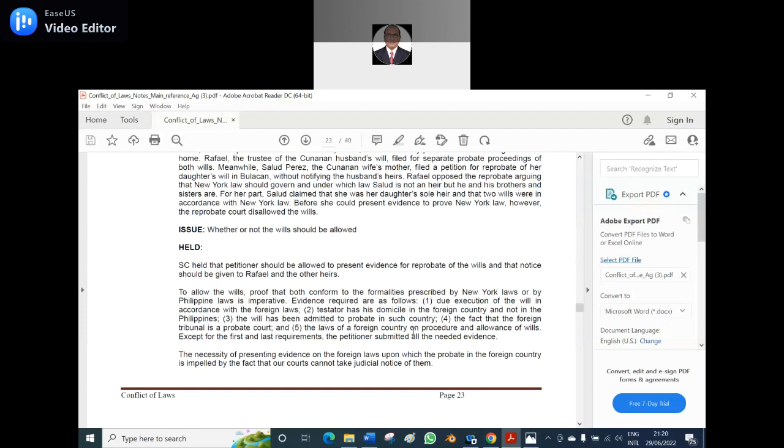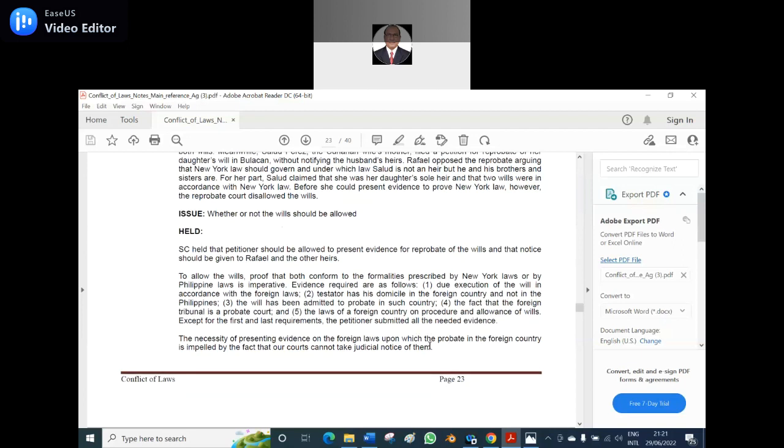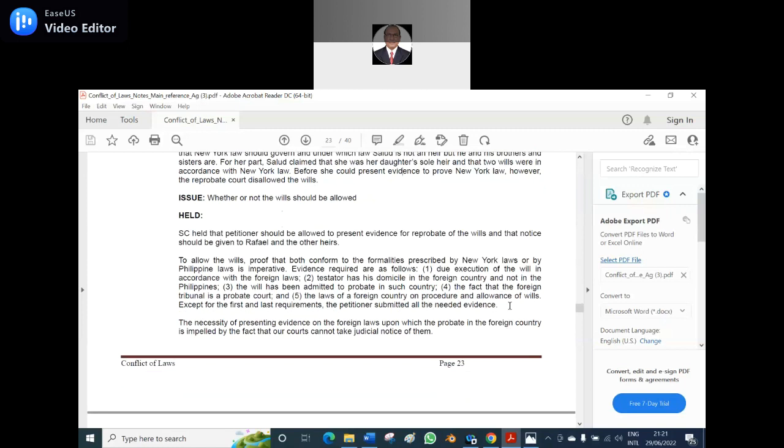The laws of the foreign country and the procedures and allowance of the will. When the will is made in New York, then the formalities of New York should be followed: the forms, the validity, the formality, and the substance of New York law. Except for the first and last requirement, the petitioner submitted all the needed evidence. The petitioner should submit all the needed evidence to reprobate. Then only it will be allowed. If not, the husband's side, Rafael's will, will be allowed.